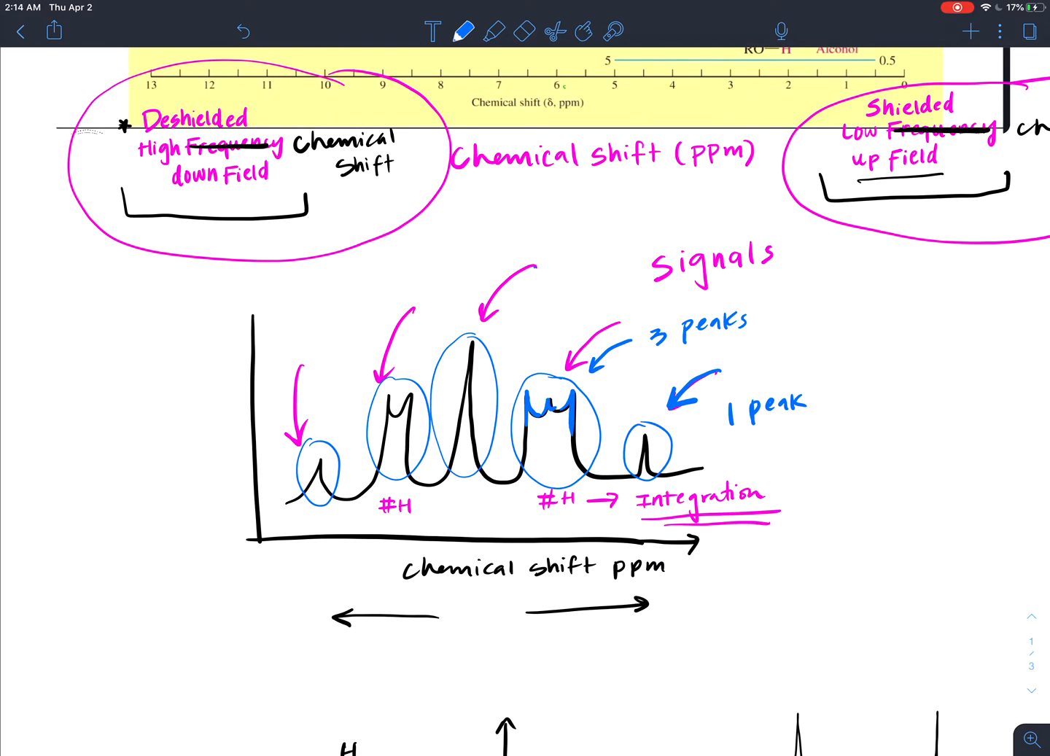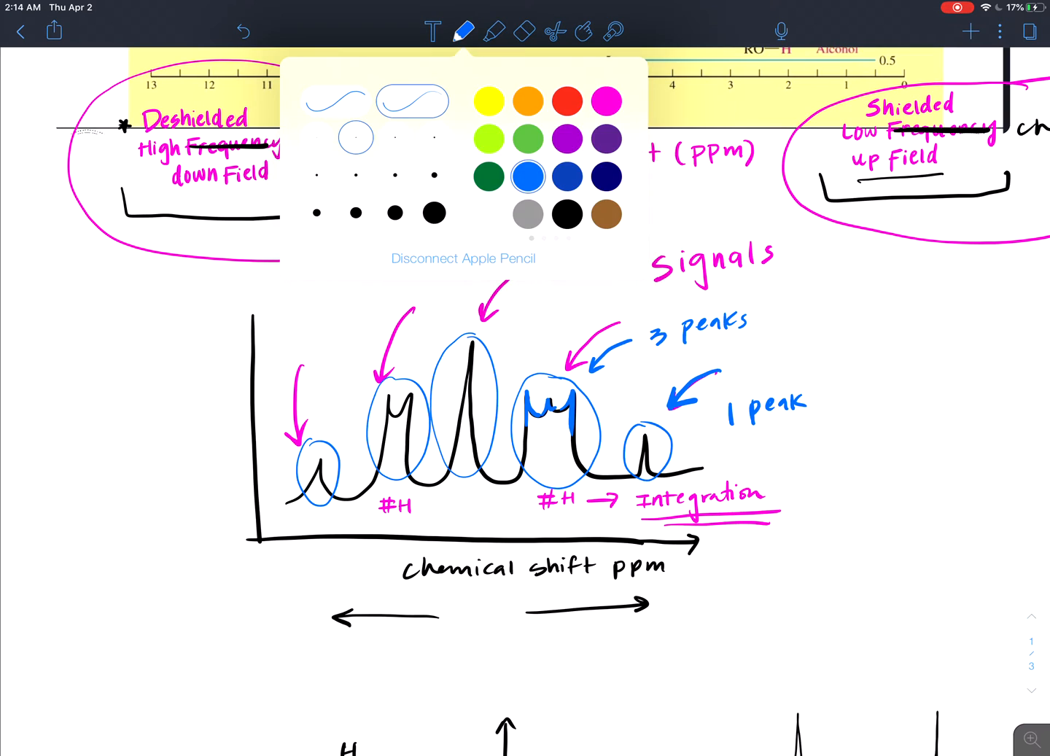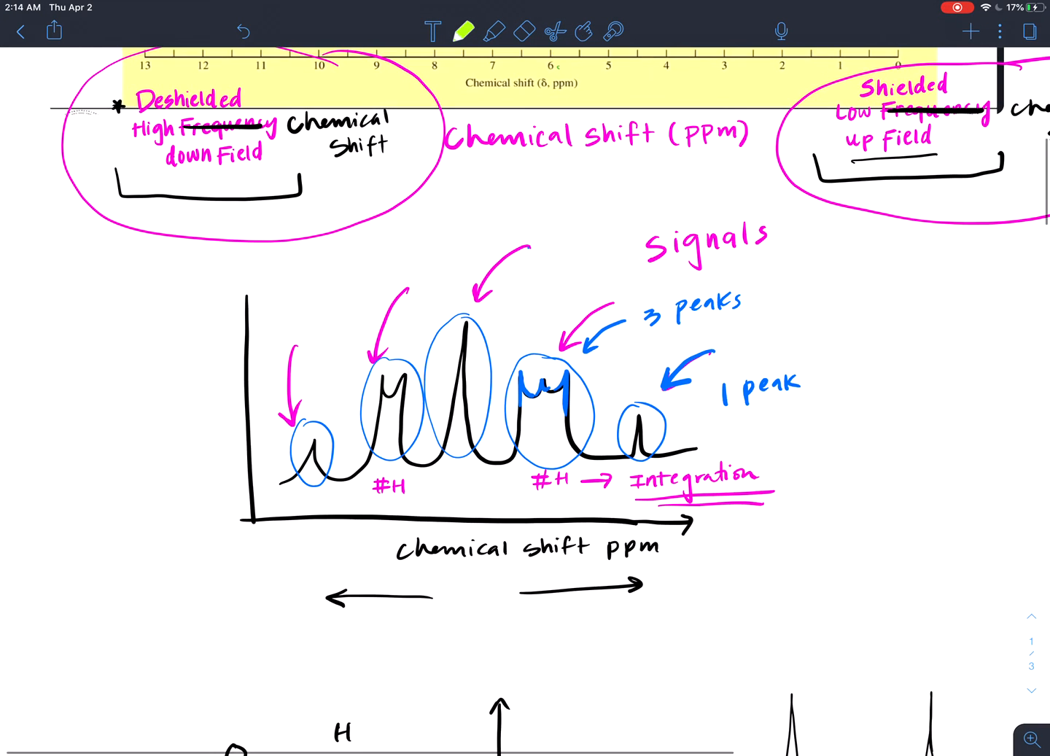Alright? So what are the types of signals in this? Whenever I have a single peak, I call this a singlet. What about if I have three, like this one? It's one signal that has 3 peaks in it. I call that a triplet. This one right here has only 1 peak, so it's going to be called a singlet again. This one has 2, so it's going to be called a doublet. And this one is just 1, so it's again a singlet.